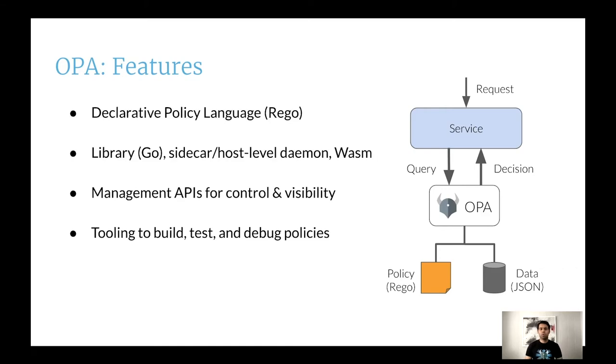So these are some of OPA's features: a high-level declarative language, multiple deployment models, you have management APIs for control and visibility, and you have a rich tooling set.